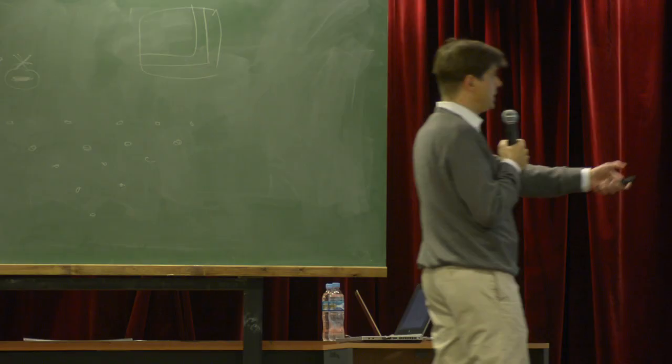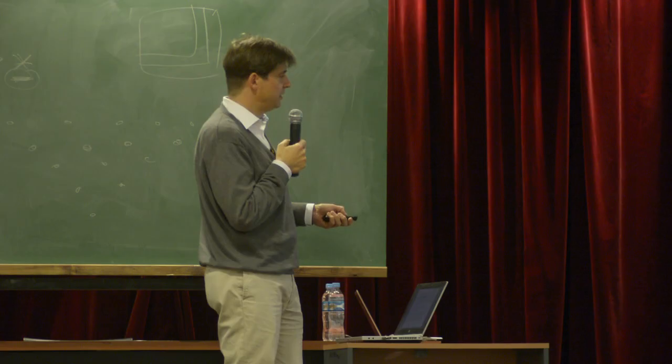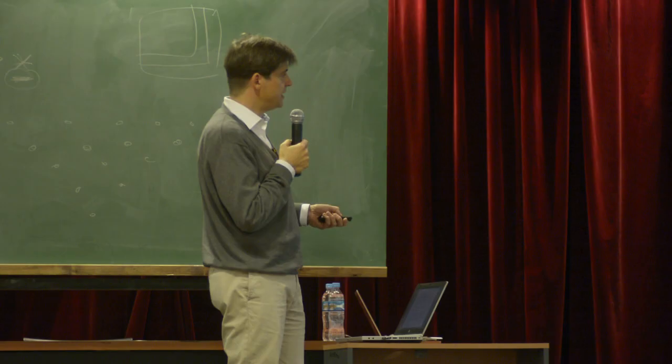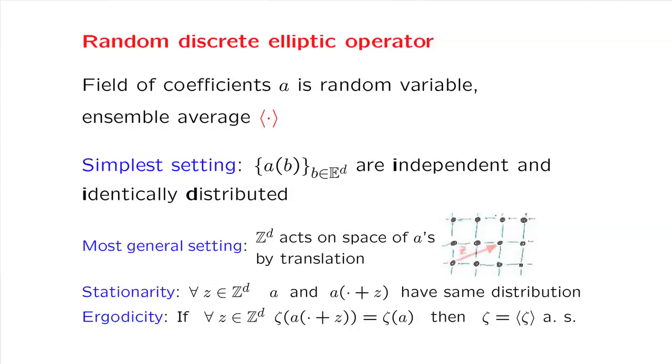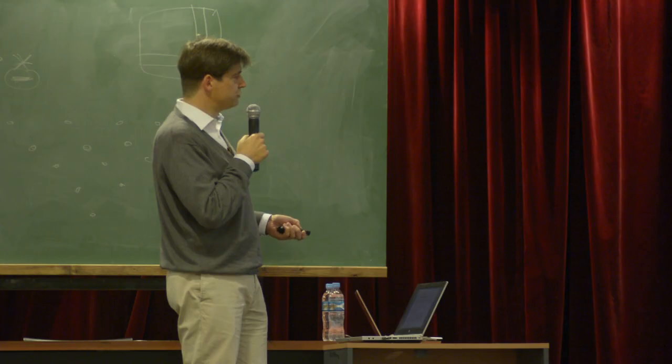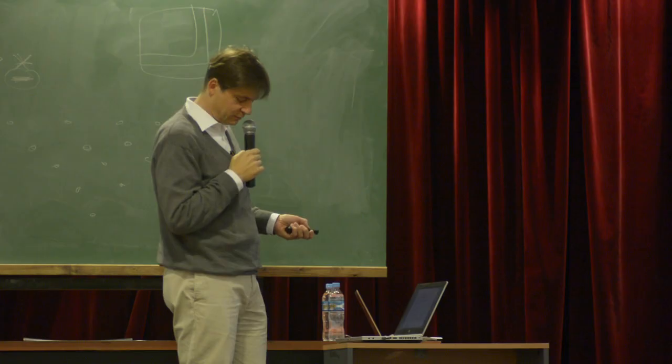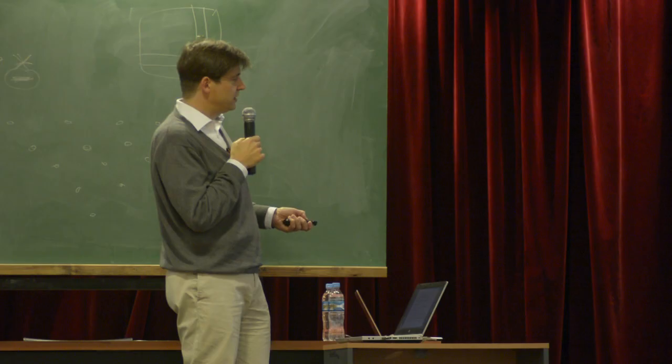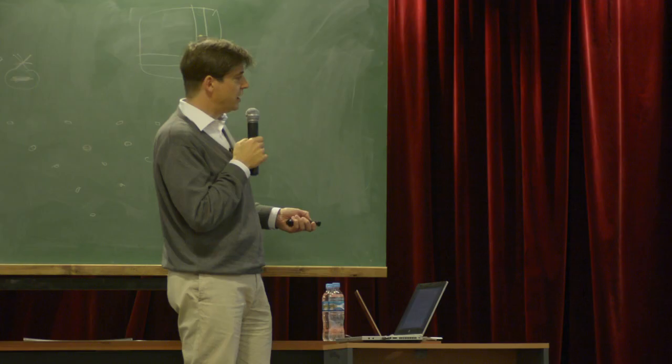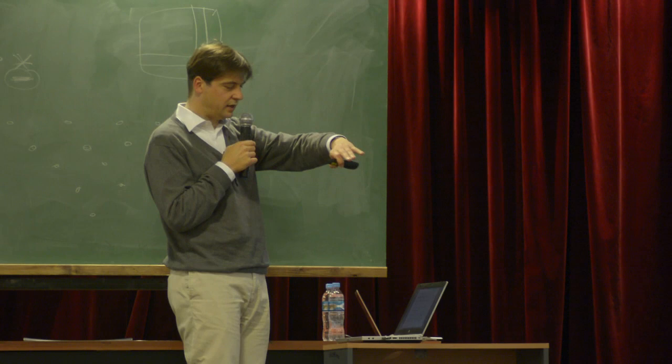But the qualitative theory holds in a much more general setting, and in order to describe the general setting, one needs to note that the discrete translation group acts on the space of coefficients just by shifting the coefficients. And the two crucial properties, which are the main ingredients for the qualitative theory, is that the statistics of the random field are shift invariant, meaning that the random variable given by the original field, and the infinite dimensional random variable given by the shifted field, have the same distribution.